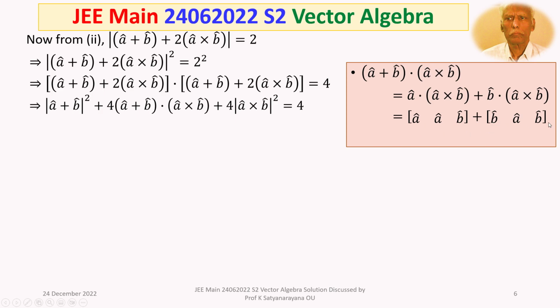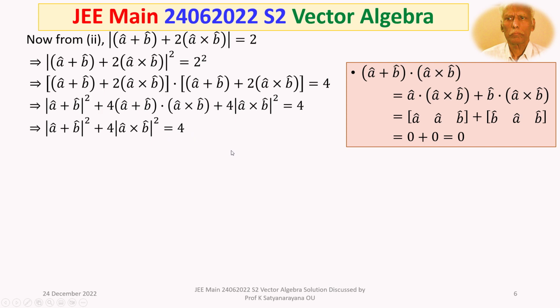And so also in the second case, b is repeated, therefore two rows are equal in the determinant, therefore it is 0. So 0 plus 0 is 0, and this middle term will be 0. That will imply mod of a plus b, squared, plus 4 into mod of a cross b, squared, is equal to 4.